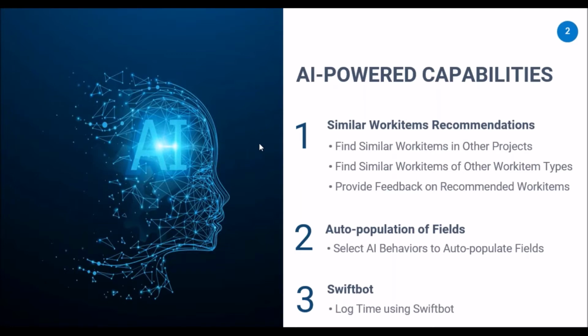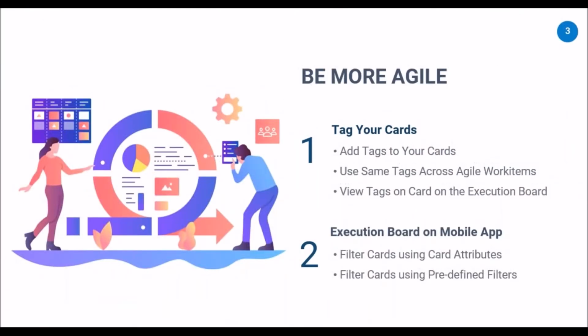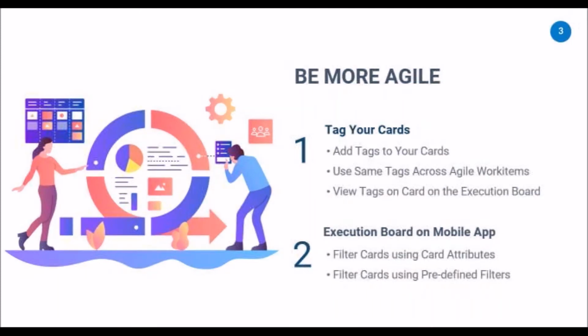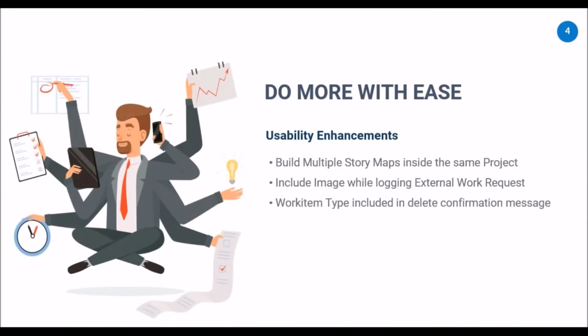While these AI capabilities help you to save time, we have introduced new tags features so that remembering your agile cards via choice words is easier. Along with these, we have enhanced the execution board on mobile app, story map, and other areas of the application to help you get a better experience overall. So without further ado, let's get started.